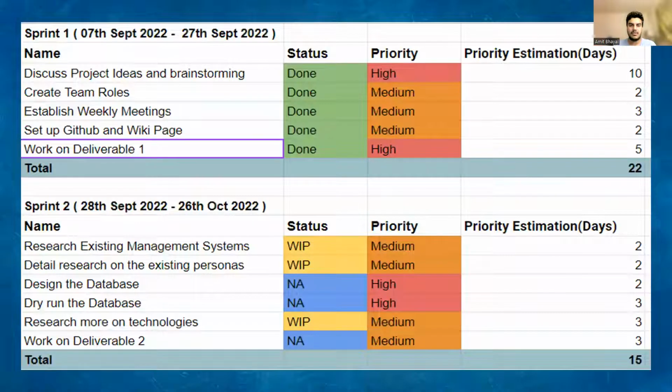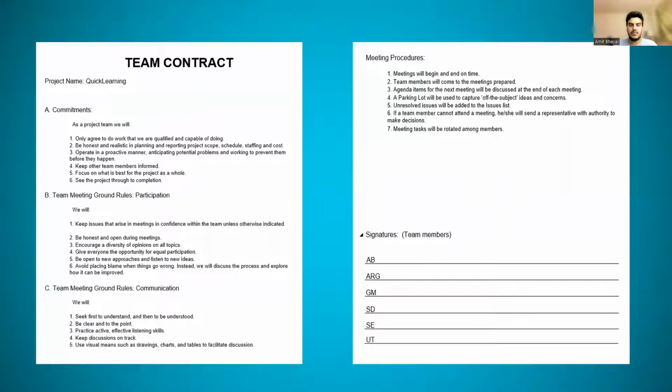And this was our schedule. We discussed our project and brainstorming, created team roles, and established weekly meetings. We did set up our GitHub and Wiki page, and we did the deliverable one. And this is our team contract, and that's all.